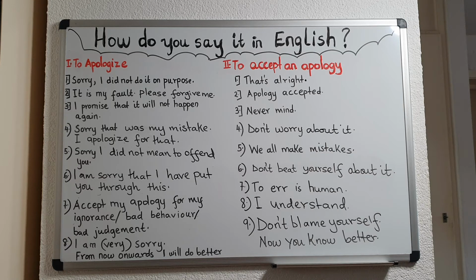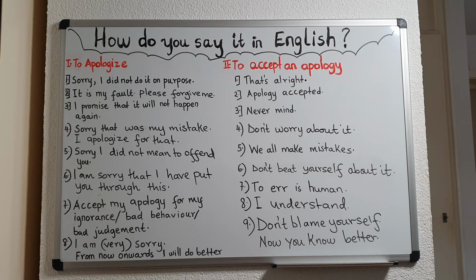Okay, so those are 8 different ways through which you can apologize to your friends or to your family members or to your colleagues or even maybe to strangers, okay? Sometimes you say things and you offend other people. Now you know how to apologize. Let's move on to the next section of our lesson, where we look at how to accept an apology. How do you say it in English?